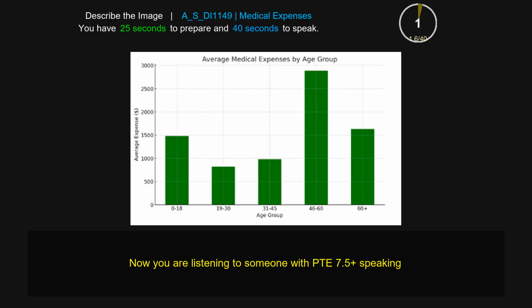The picture is mainly about medical expenses. It also shows average medical expenses as well as by age group. On the other hand, average expenses in dollars as well as 2000 and 2500 and 1500. It is clear that 19 to 30 as well as 0 to 80 and 60 plus. In conclusion, the bar chart gives information about the maximum value regarding nearly 3000 and the minimum value regarding nearly 1000.